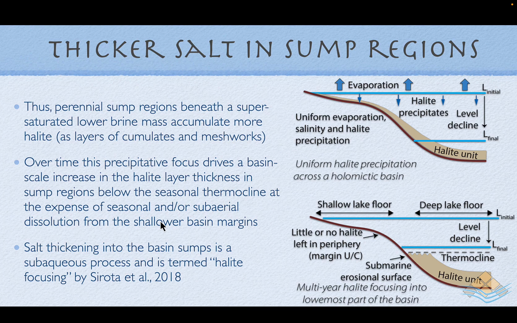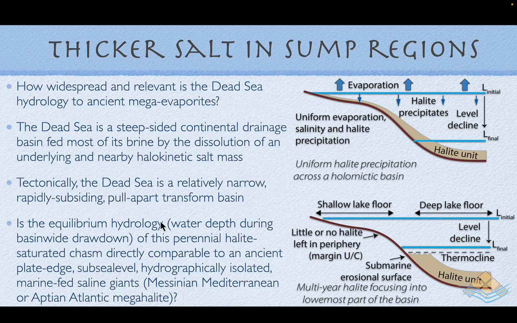The halite focusing mechanism is obviously hydrologically driven by the effect of summer heating atop the metallimnion. In my mind, this raises a question of how relevant the Dead Sea setting is to the ancient hydrologies that characterized megaevaporites. In other words, how widespread and relevant is the Dead Sea in its current hydrology to an ancient megaevaporite deposit? We saw that the Dead Sea is a steep-sided continental drainage basin, fed most of its brine by the dissolution of an underlying and nearby halokinetic salt mass. It's relatively small scale. It's not anywhere near the scale of ancient megaevaporites, as we discussed earlier in the course.